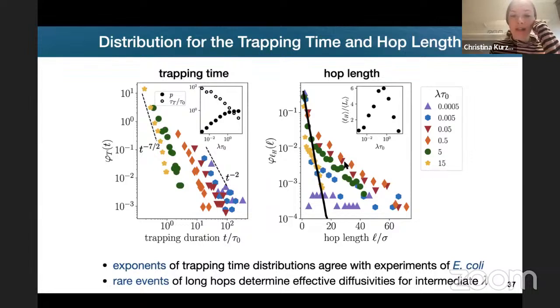What's important to note perhaps is that the distribution at an intermediate reversal rate shows sort of rare events, a larger probability for longer hops than the others do. So these events where the cells can hop further actually contribute to this larger effective diffusivity.